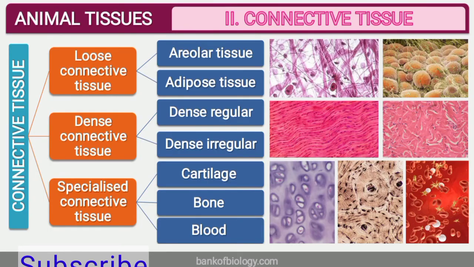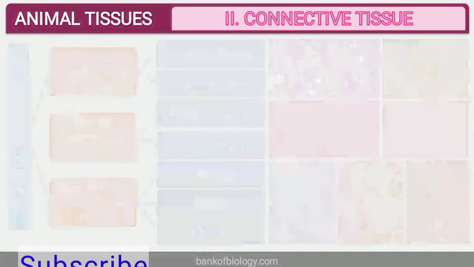We have further types of connective tissues in animals. Loose connective tissues have two subtypes: areolar tissue and adipose tissue, as you can see in the topmost diagram. Next are dense connective tissues. You can see in the middle that these may be dense regular, which have a regular arrangement, whereas dense irregular, which have an irregular arrangement, is at the end. Whereas we have specialized connective tissues like cartilage in the first, bone in the second, and blood in the third diagram. These are the types and subtypes of connective tissues.